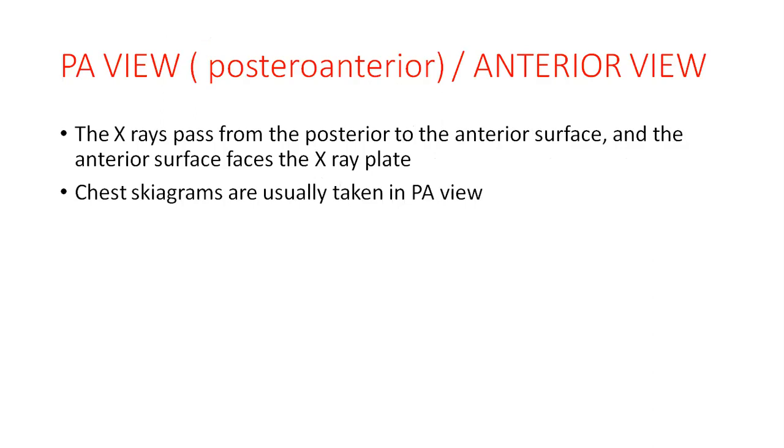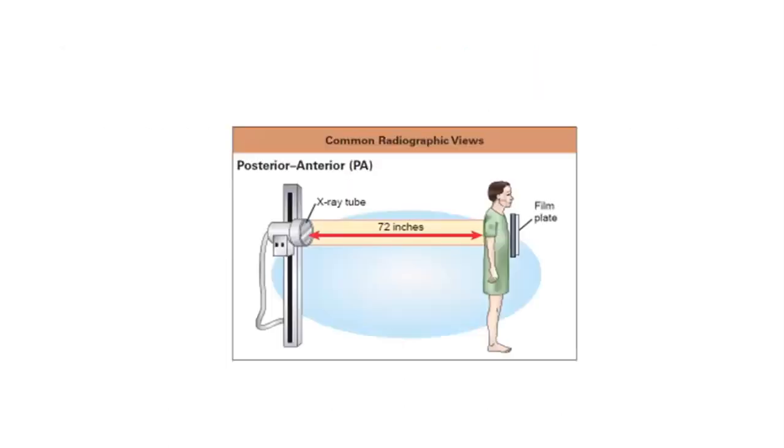PA view, that is posterior anterior view. Here the beam of X-rays passes from the posterior to the anterior surface, and the anterior surface faces the X-ray plate. Chest radiographs are usually taken in the posterior anterior view.